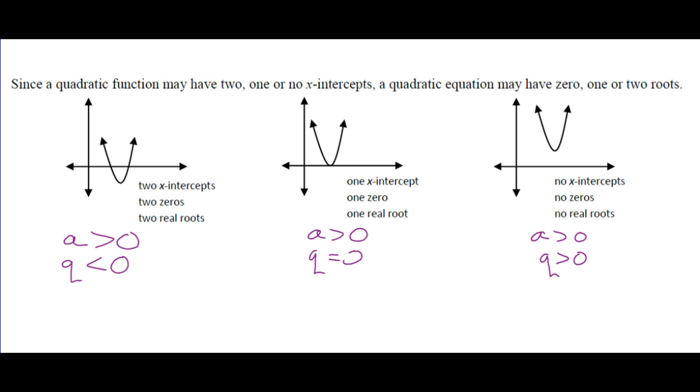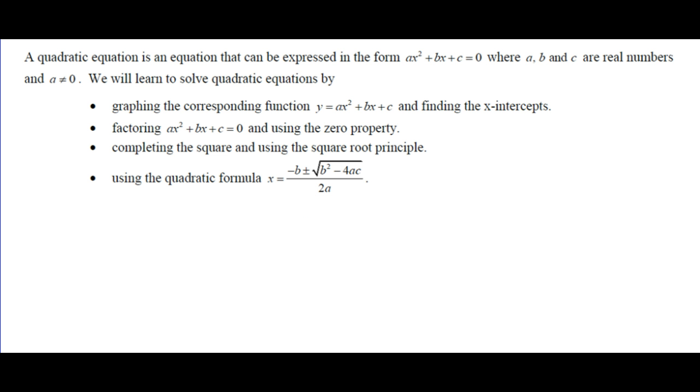Okay. We could also have a is less than 0, Q is less than 0. I mean, this isn't the definitive, right? But this is showing you possibilities. So 2 x-intercepts, or 2 zeros, or 2 real roots. 1 x-intercept, 1 zero, 1 real root. No x-intercepts, no zeros, no real roots, right? No solutions to the equation.